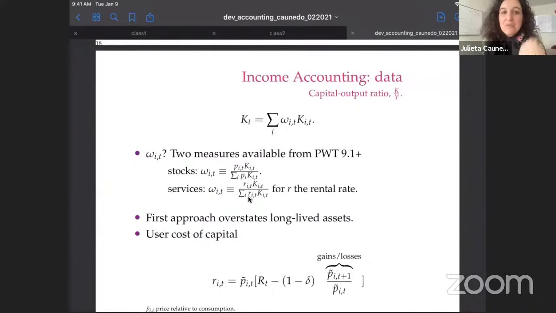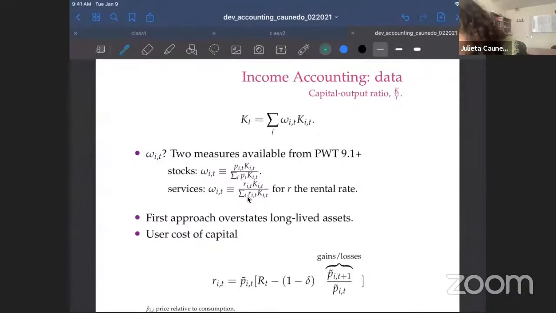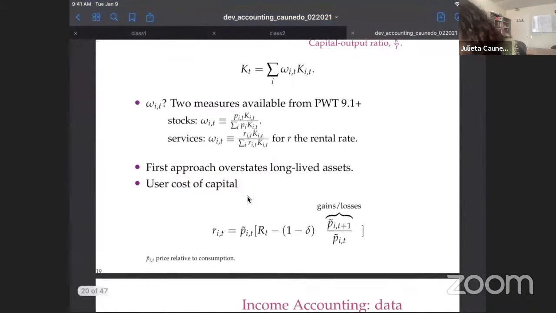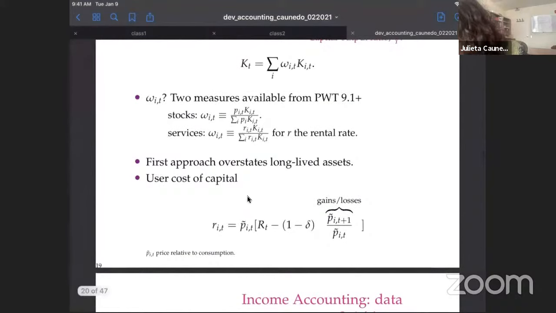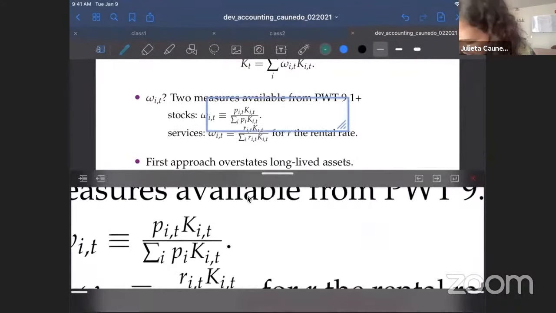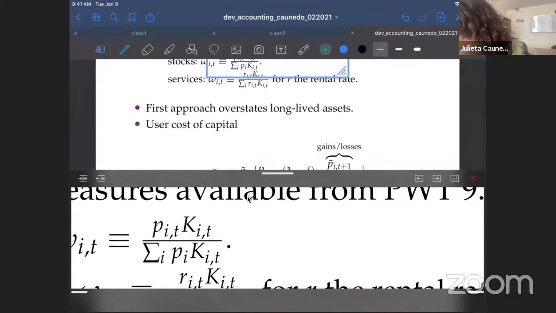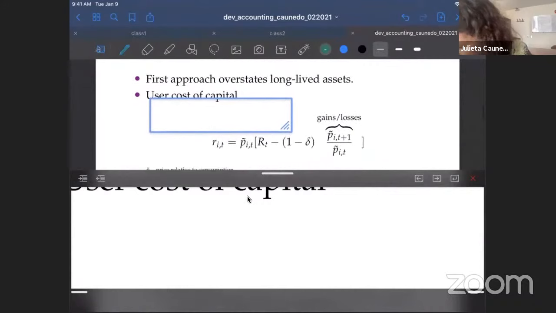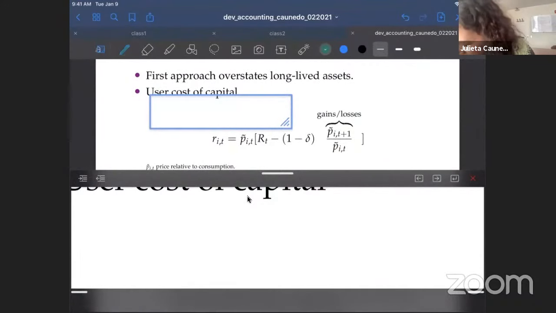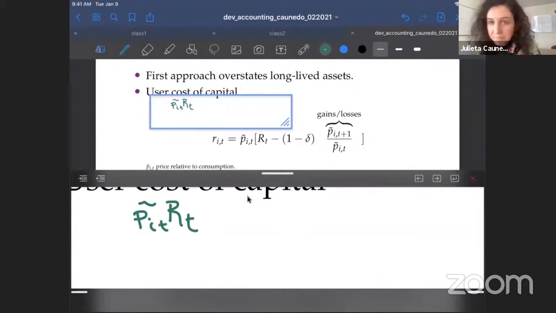And the way they're gonna infer these rental rates is using the concept of the user cost of capital. So how do we do this? We wanna measure what is the user cost of capital? Well, one way to do that is to do the following. So suppose I can buy a truck or I can put the money in the bank, okay? So suppose that the price of the truck is P_I,t. If I put it in the bank, it's gonna give me a return R_t.